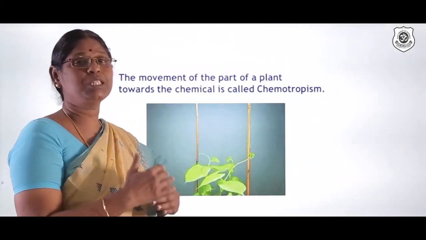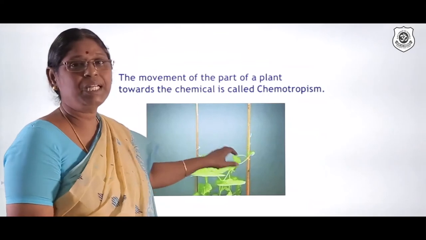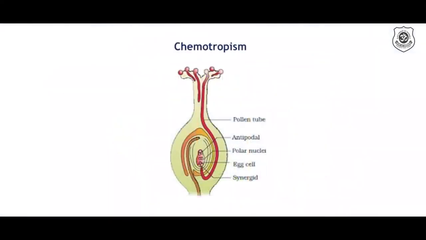Because of the chemical, it is moving towards the support. So here, the movement is mainly because of the chemical. So we call it chemotropism. Now this is also another example for you to understand chemotropism a little better.